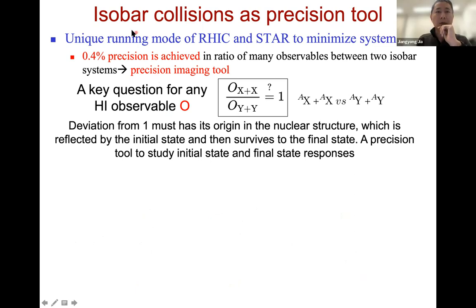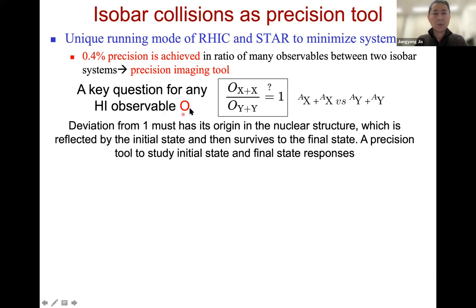So let me go to the isobar collision, the RHIC isobar, right? This is a really unique tool. The reason is that in these collisions, the machine actually delivers the beam with identical luminosity, and the experimental apparatus is running exactly the same setup. This really allows you to cancel all the systematics, and the measurement is unlimited by statistics, okay?